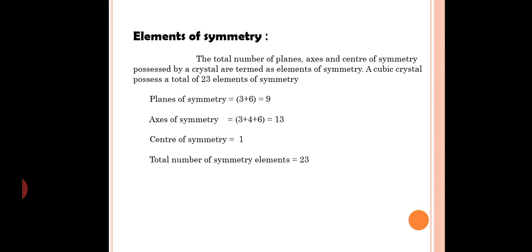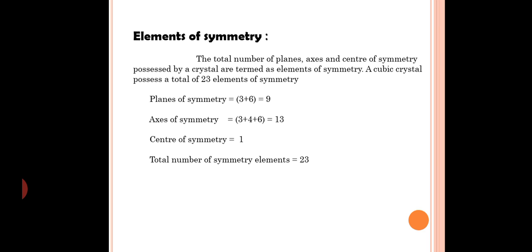So plane of symmetry is 9 in case of sodium chloride, axis of symmetry is 13 and center of symmetry is 1. So total number of symmetry elements is 23. In this way we find out the total number of symmetry elements. Now why did I tell you about it? Maybe it may come in your exam somewhere, so you need to remember how to find it out. I think you understood it, that is how to find the different folds of symmetry.